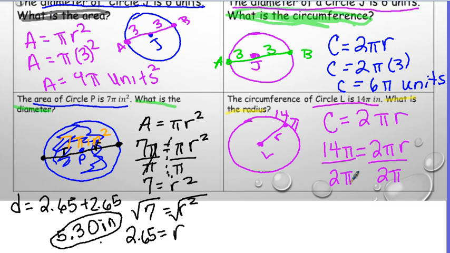So if you look here, the 2's go away. The pi's go away. 14 divided by 2 is 7. So 7 equals r. So your radius here is 7. And what's the units? So it's going to be 7 inches.